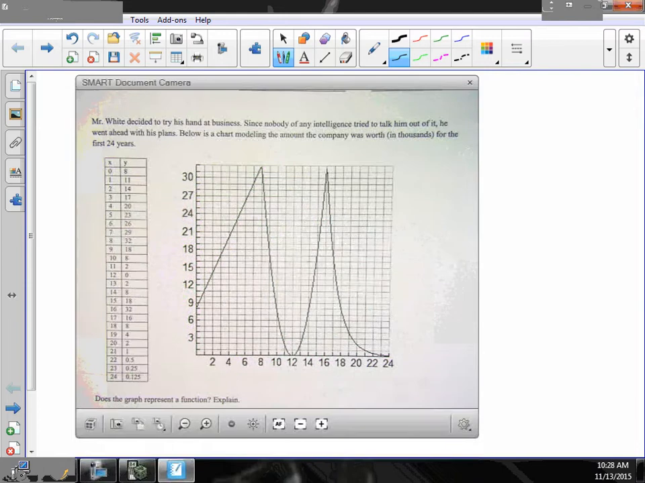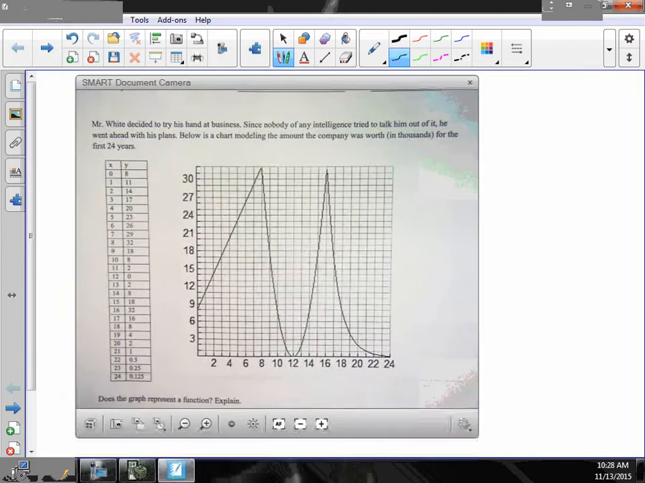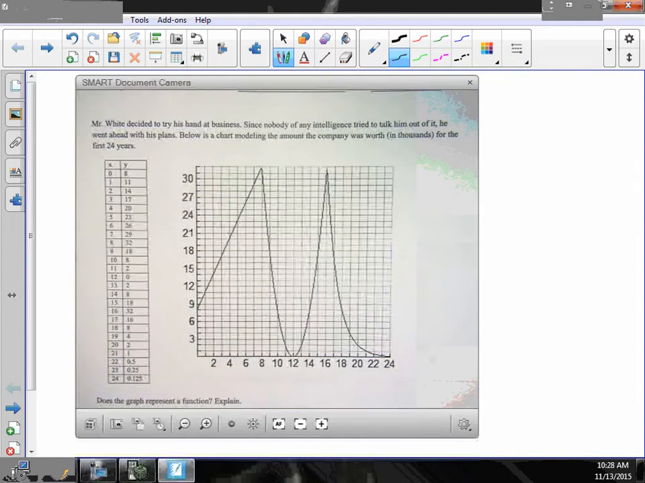But if you look at this, there are actually 3 different functions inside there. The first function, well, let's answer the questions first. The second question says, when should Mr. White have sold the company? When was the best time to sell it?